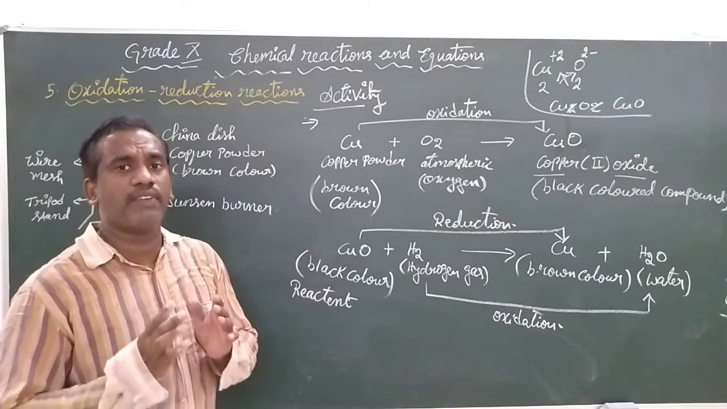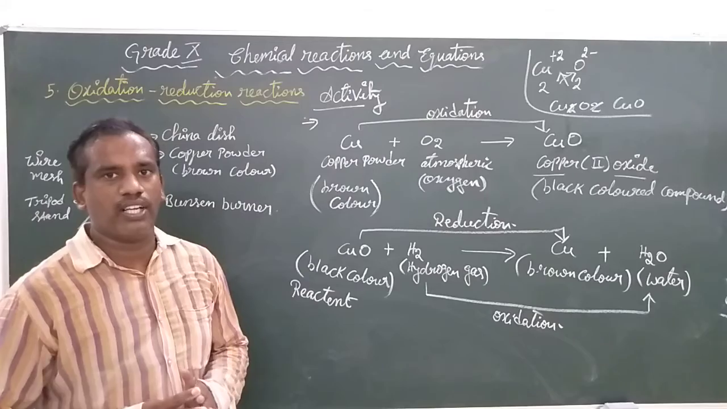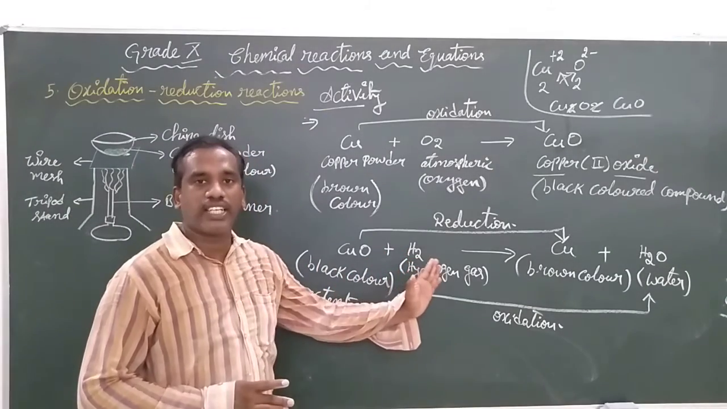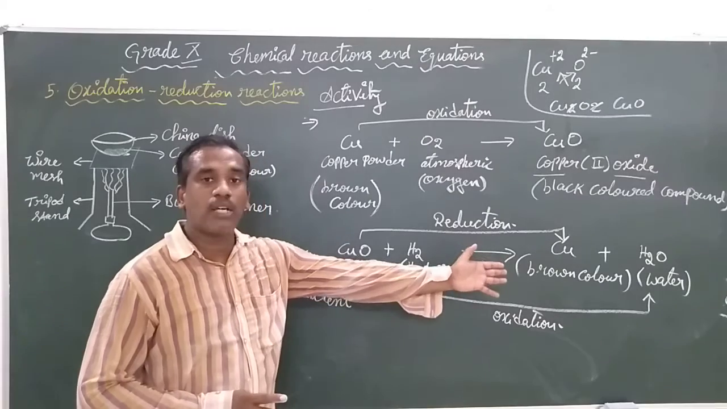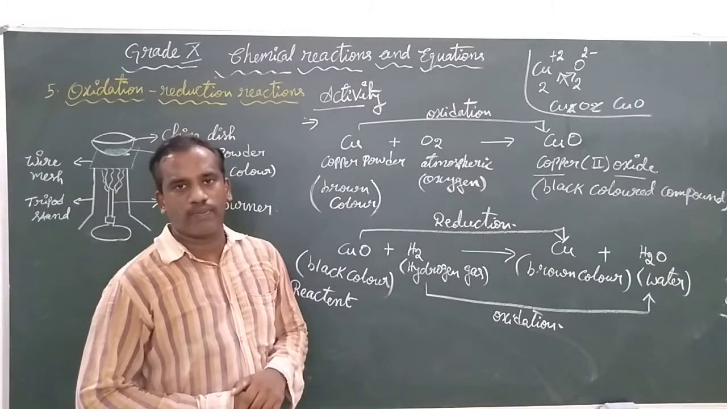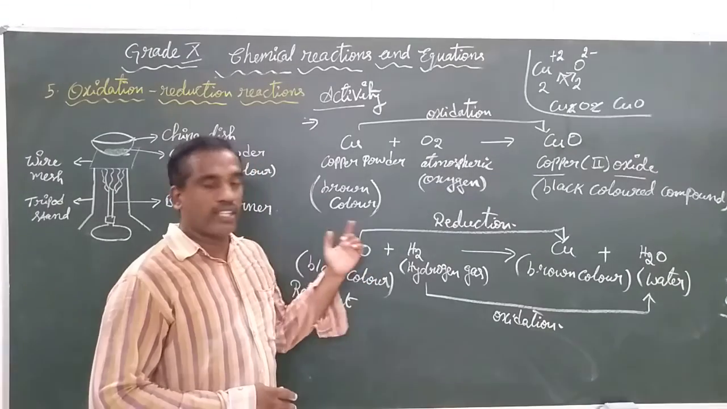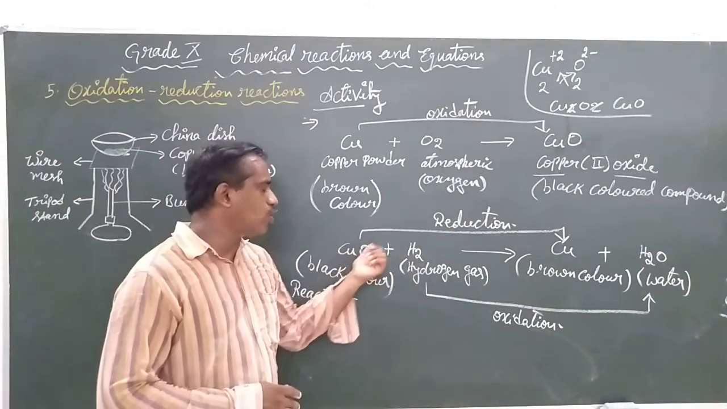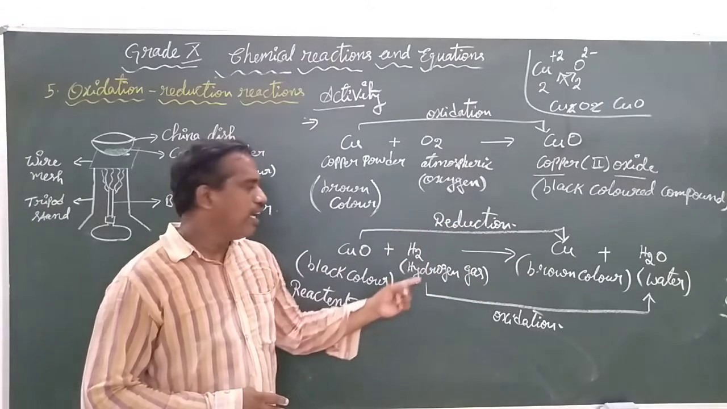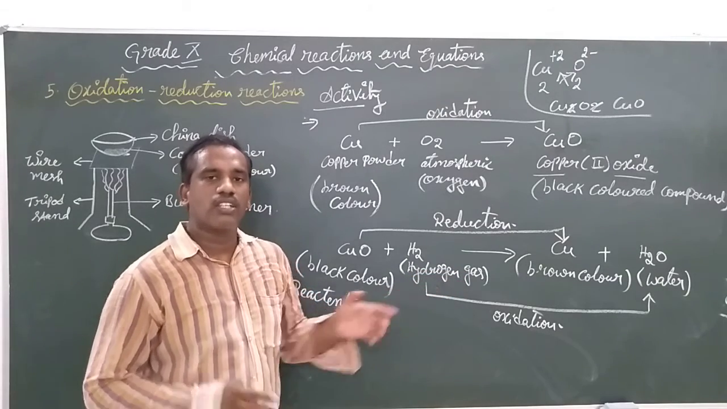In a chemical reaction, the black colored copper oxide, when reacted with hydrogen gas, is forming back the brown colored copper and the moisture, water vapor. In this reaction, copper oxide was changed to copper, that is, loss of oxygen has taken place. Loss of oxygen is called reduction, whereas hydrogen gained the oxygen and it is called oxidation.